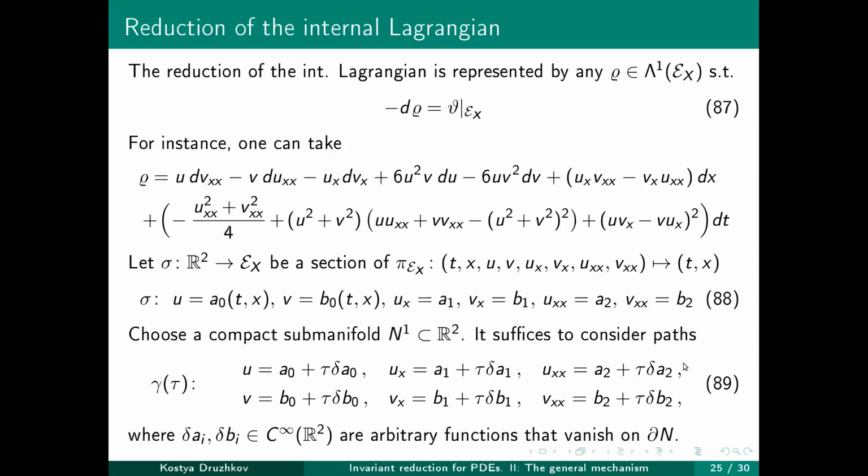It suffices to consider pairs of the form 89 that are linear in tau, right? For the variation we don't need anything except linear paths. Delta AI and delta BI are just smooth functions on our real plane, and they're arbitrary functions that vanish on the boundary. Again, we can forget about segments. We can consider only circles in this case. Then we can forget about the requirement about the boundary, but still we can consider segments as well.